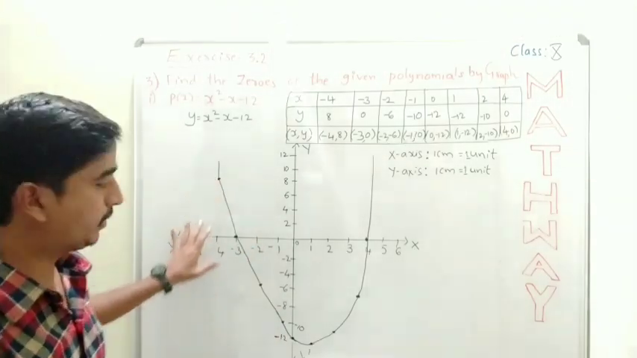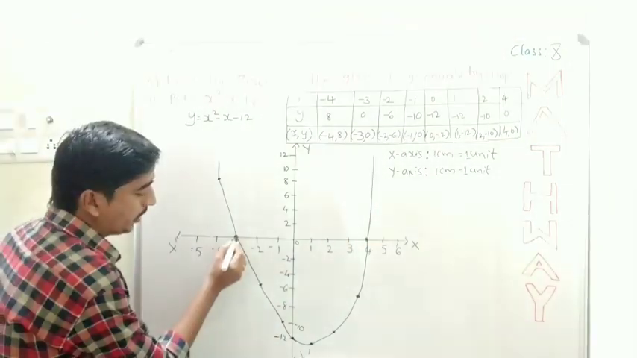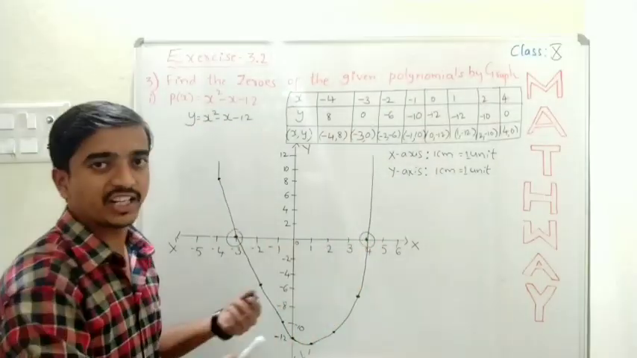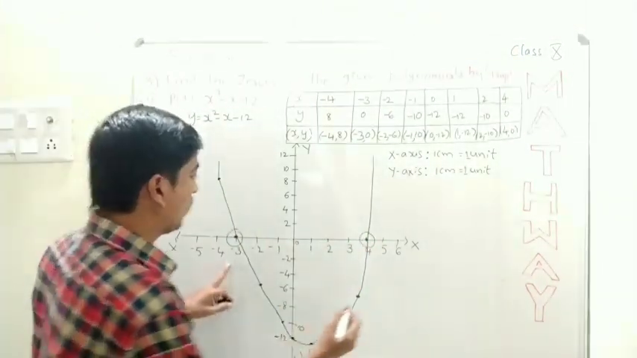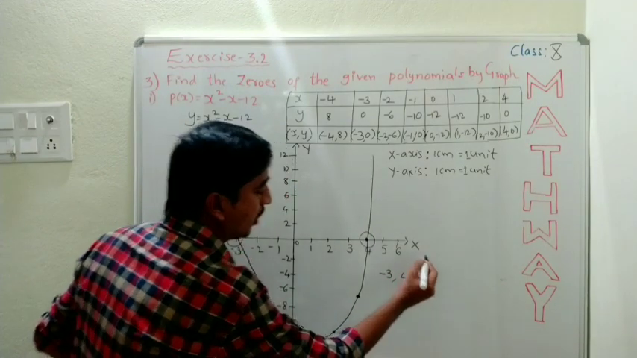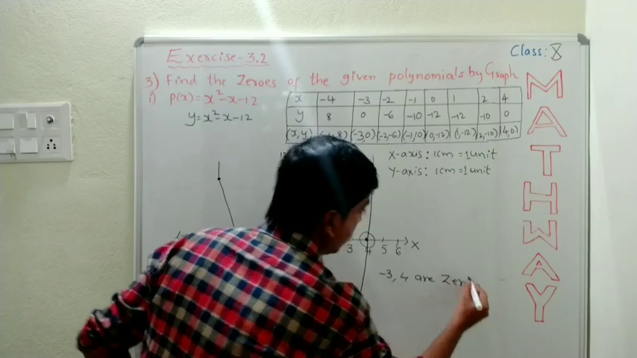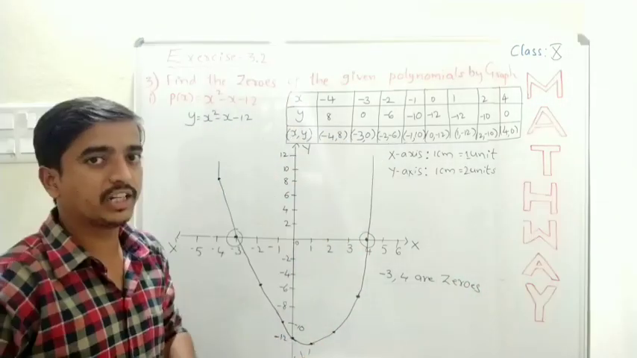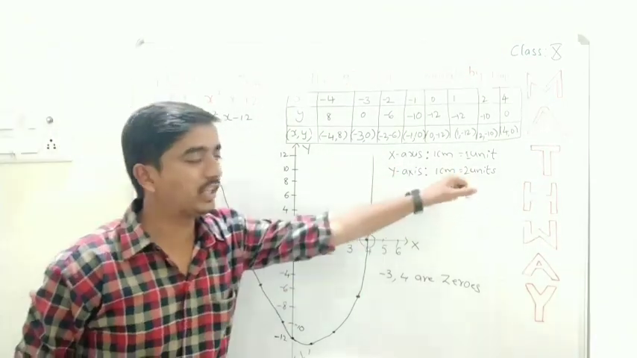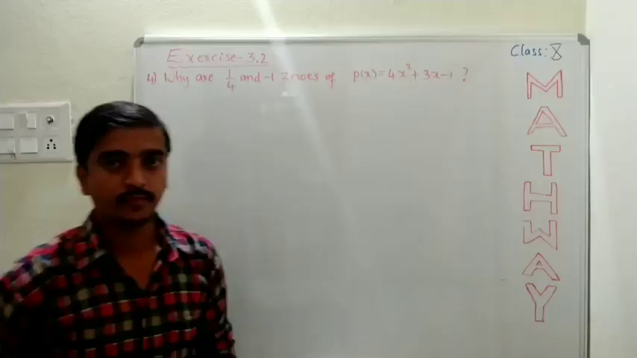So by joining these points we can get the parabola. If you observe, at the point minus 3 and here at 4, the graph is intersecting the x-axis. So minus 3 and 4 are the zeros of the given polynomial. And here we have to write the scale. Scale for this graph is x-axis each centimeter we have taken as 1 unit, and on the y-axis each centimeter we have taken as 2 units.